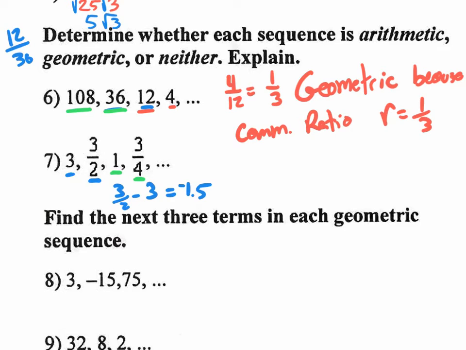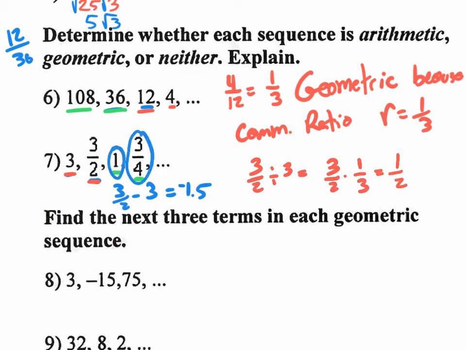Okay. Now if you try a common ratio, so if you take a number and divide it by the previous number, so if you take like 3/2 and divide it by 3, 3/2 divided by 3, that's the same thing as 3/2 times the reciprocal of 3, which is 1/3. That becomes 1/2. So maybe the common ratio is 1/2, but when you test a different one, like 3/4 divided by 1, that doesn't give you 1/2. So there is no common difference, there is no common ratio. So number 7 would be neither, because there's no common difference, there's no common ratio.